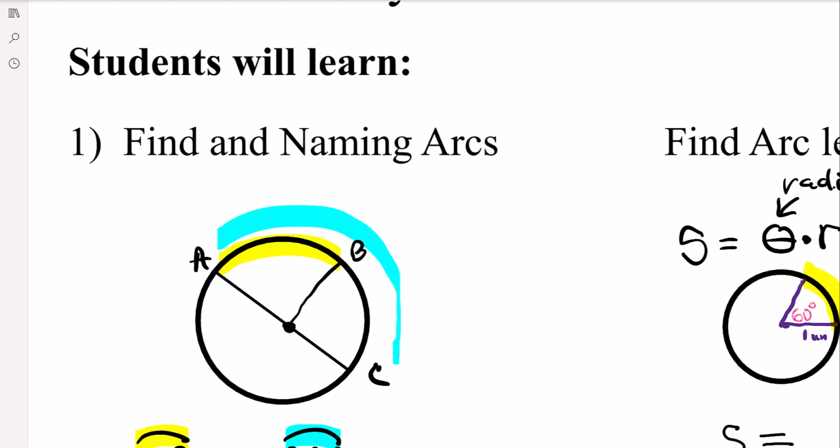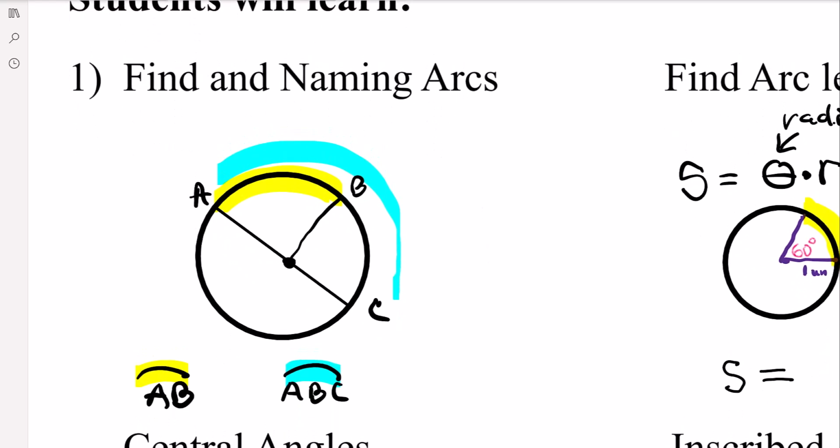So the arcs are parts of the outer circle. Notice the yellow highlight between A and B. You would name that arc uppercase A, uppercase B with an arc over it. And then you can see the blue highlighted arc that goes from A to C, and this is how you would indicate that arc.